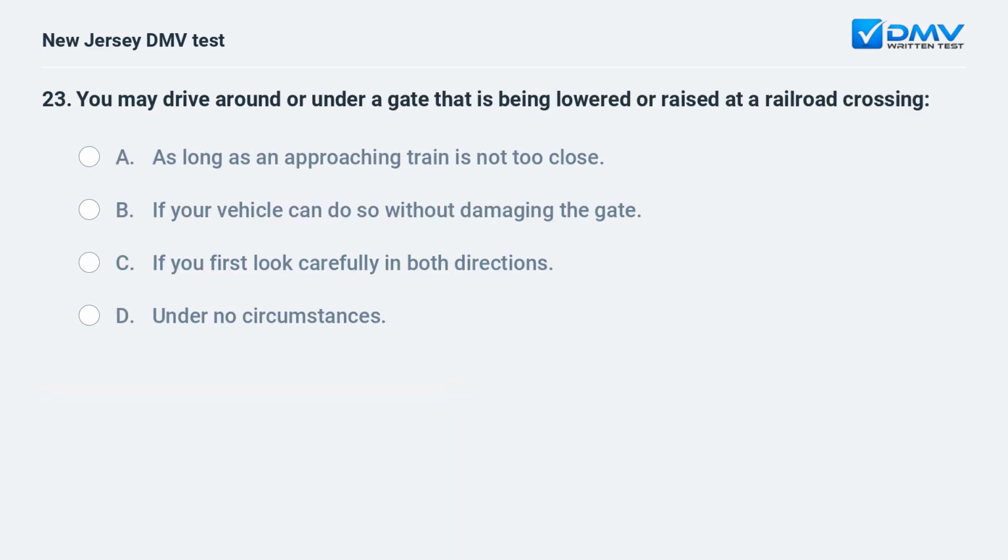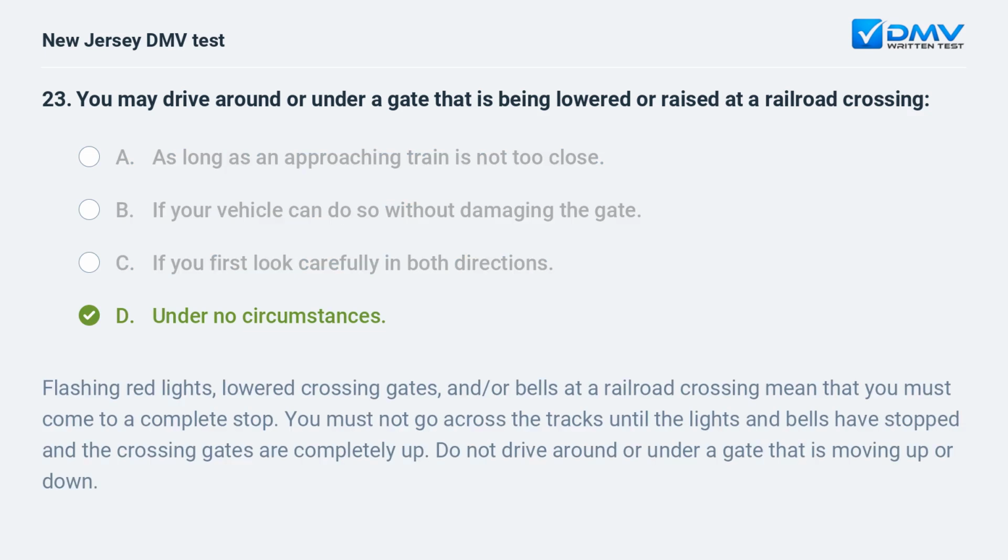You may drive around or under a gate that is being lowered or raised at a railroad crossing. A. As long as an approaching train is not too close. B. If your vehicle can do so without damaging the gate. C. If you first look carefully in both directions. D. Under no circumstances.